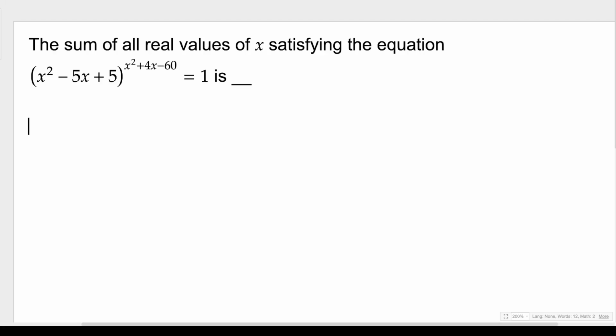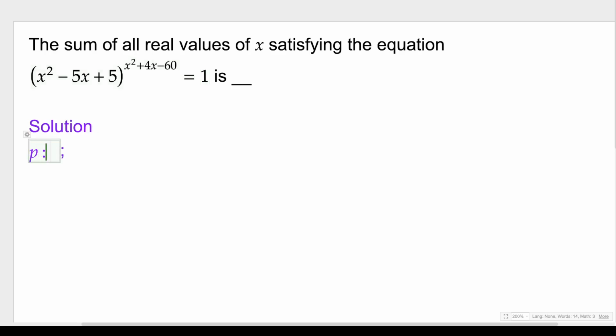So consider this problem statement: the sum of all real values of x satisfying the equation (x² − 5x + 5)^(x² + 4x − 60) = 1. Now proceeding towards the solution.